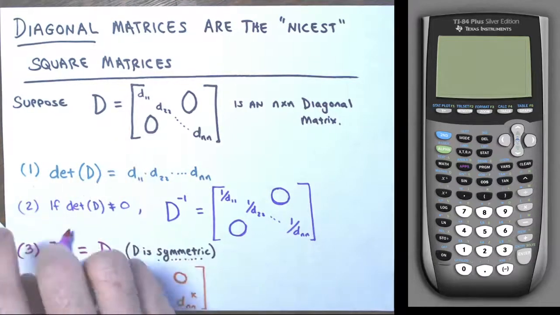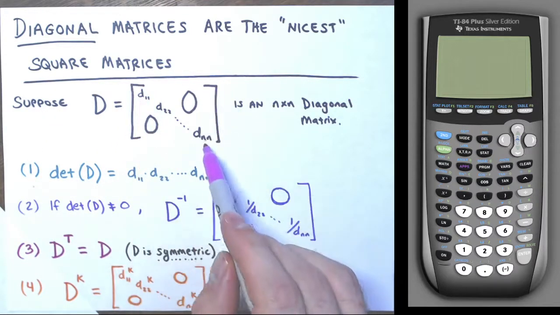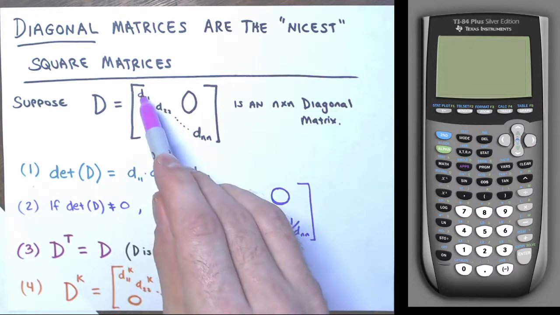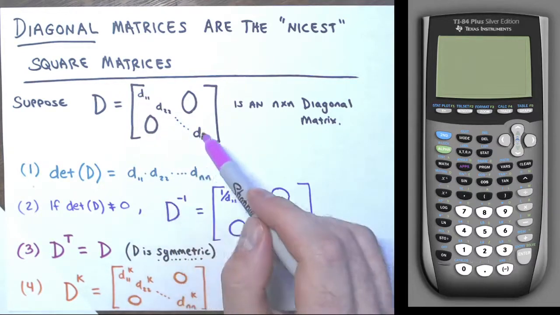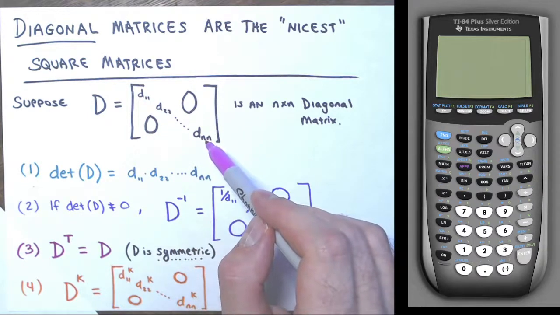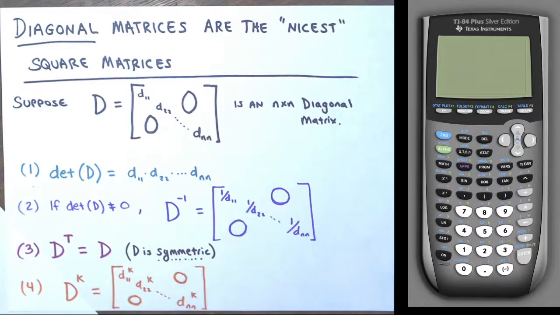So suppose D is a diagonal matrix. Remember, a diagonal matrix is a square matrix, n by n, where the only non-zero entries are down the main diagonal. Some of them could be zero, but if there are any non-zero entries, they're on the main diagonal. So D11, D22, to DNN. And then every other entry off the main diagonal is a zero. So the beautiful thing about diagonal matrices is the following things that make them easy to work with.